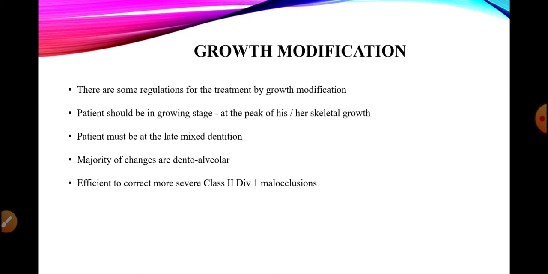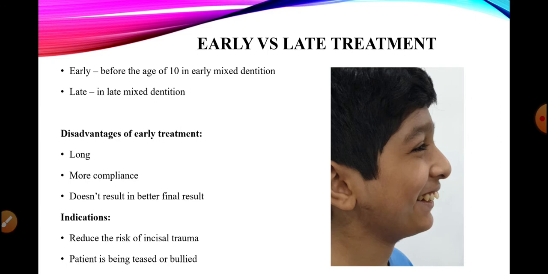The majority of the changes that we are achieving through this growth modification are still dentoalveolar changes, but definitely they are making a change to the facial profile, and it is an efficient and effective way to correct class 2 division 1 malocclusion, particularly when the patient presents to you in the growth spurt.